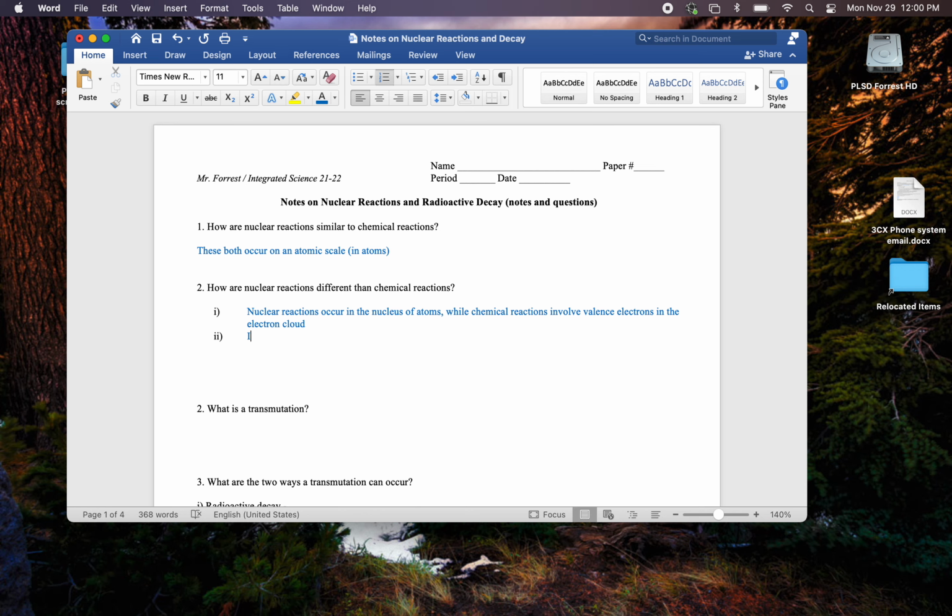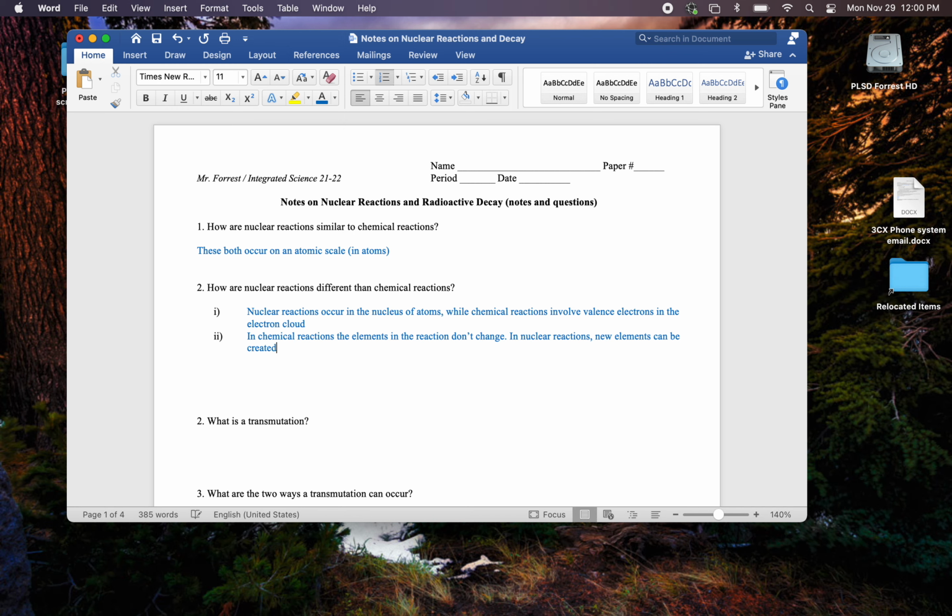The other difference is that in a chemical reaction, the elements in the reaction don't change. So if you start with hydrogen, you have some hydrogen at the end. If you start with carbon, you end up with some carbon at the end. Now they could be rearranged into different formulas and compounds, but the elements don't change. In nuclear reactions, new elements can be created. So if you didn't have something like carbon at the beginning of the reaction, you could have it at the end.